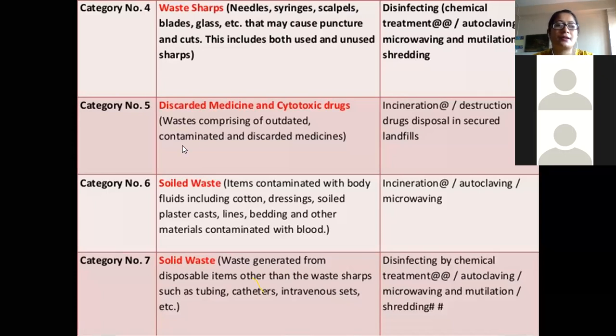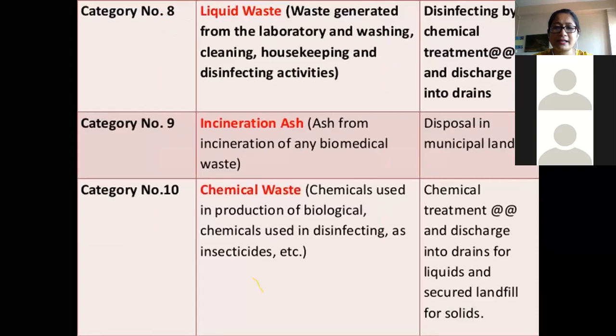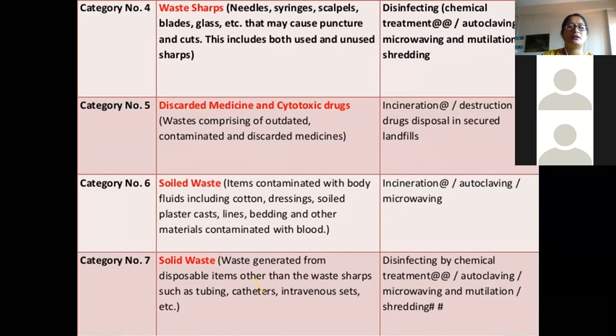Okay. So next, category number 6, solid waste. Solid waste includes cotton dressings, soiled plaster casts, linen, bedding, and other materials contaminated with blood. Solid waste is treated by incineration, meaning deep burning, or autoclave. You have to give high temperature burning. After that we can throw it into the environment. This is not harmful for the environment. After that we just mix it into the land. It's helpful and not dangerous for human beings.